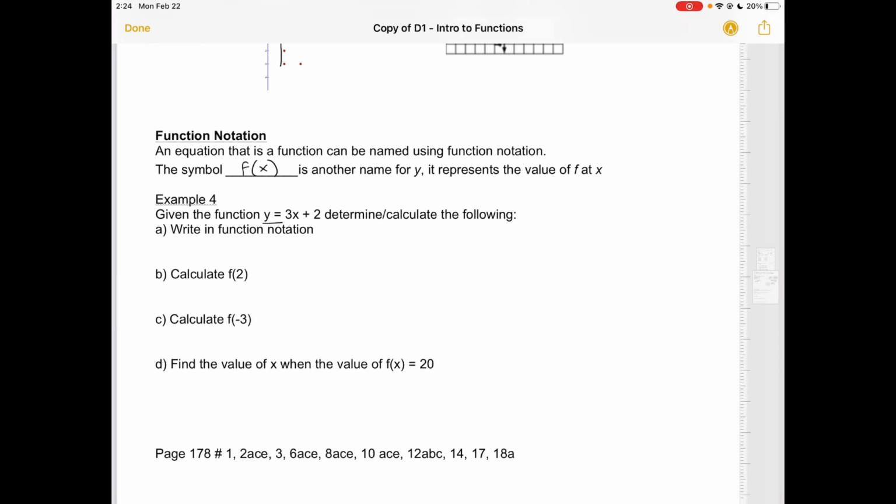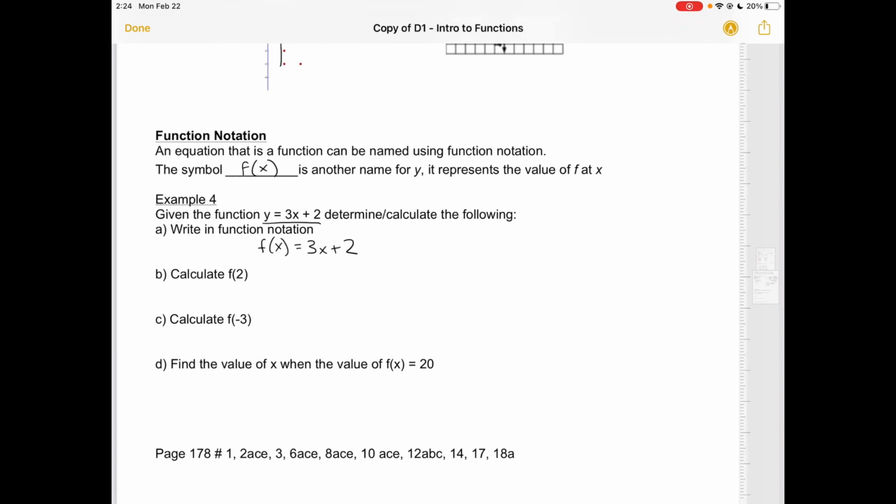So if we're given the function here, y = 3x + 2, the first thing we're asked to do in function notation, all we're going to do is replace y with f(x). The right-hand side stays the same. We're just going to replace y with f(x).